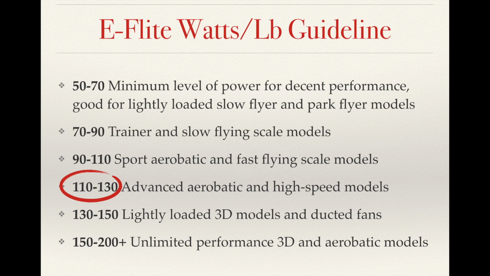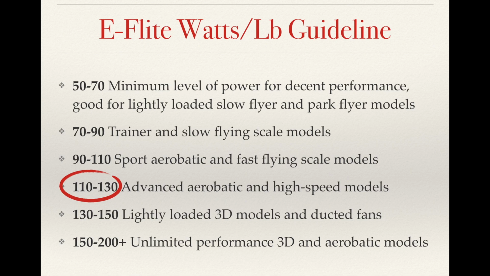What this chart is showing you is how many watts you need per pound of airplane to get the flying characteristic listed. Let's go through a couple of them. First off, forget about 50 to 70. Unless you're flying inside, like a gymnasium or something, I don't think 50 to 70 is good for much. I would start minimally at 70 to 90 watts per pound. Let's just say, for example, you have a 1-pound aircraft.